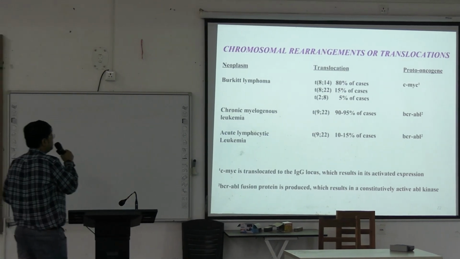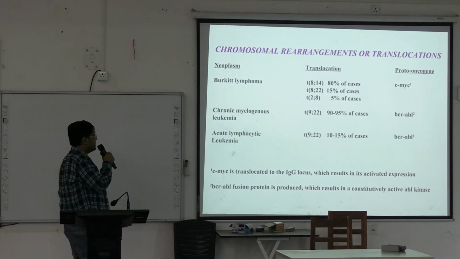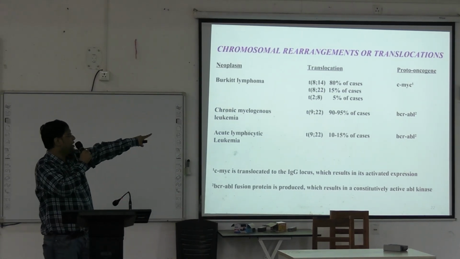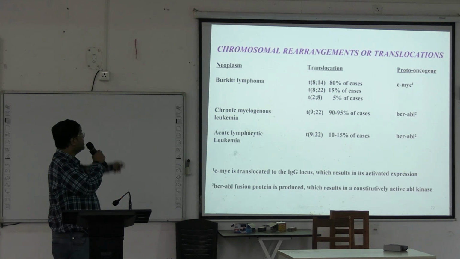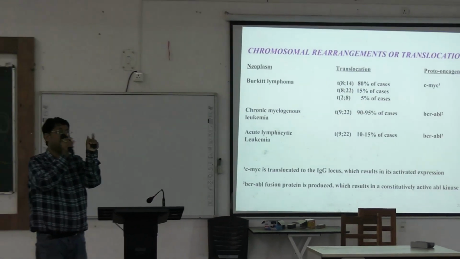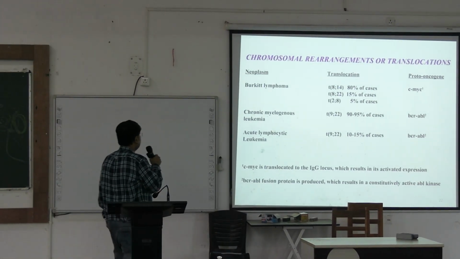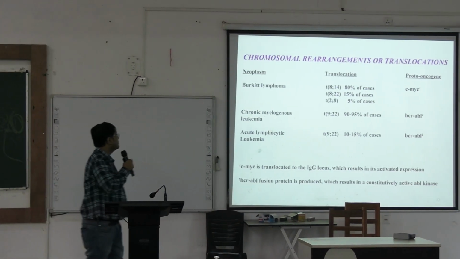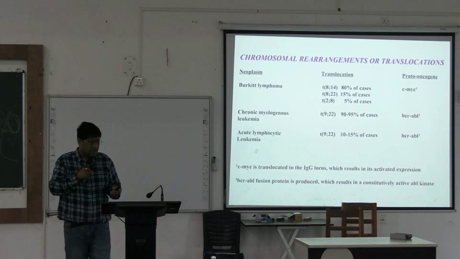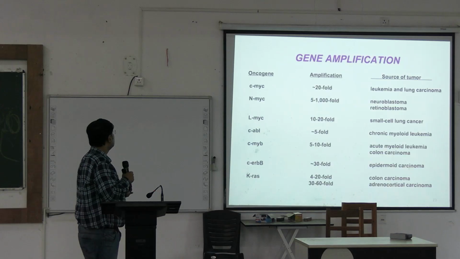Chronic myelogenous leukemia is a very important topic, we will discuss it separately again. t(9;22) in most of the cases. The proto-oncogene is BCR-ABL, BCR on one side and ABL, a fusion transcript. Acute lymphocytic leukemia, c-MYC: these are not important, these are advanced topics.